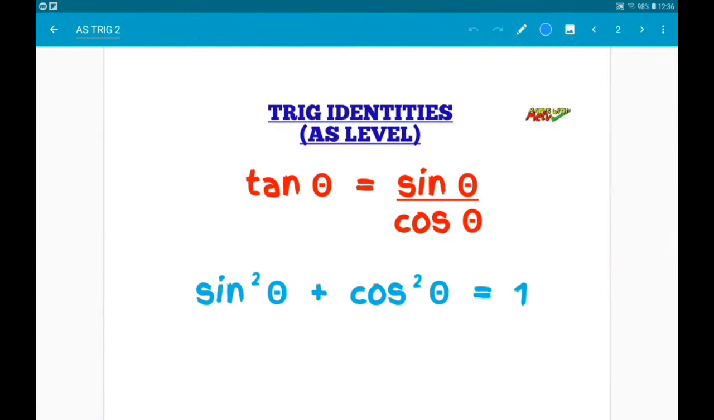Okay then, first up, if you download the PDF from down below, I've also made this page with both trig identities you need to know for AS Level Maths.